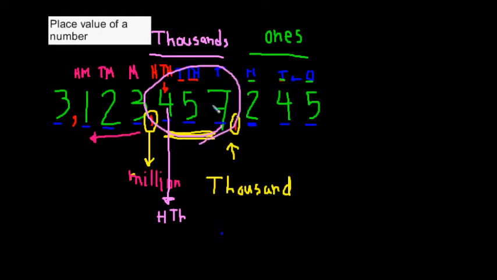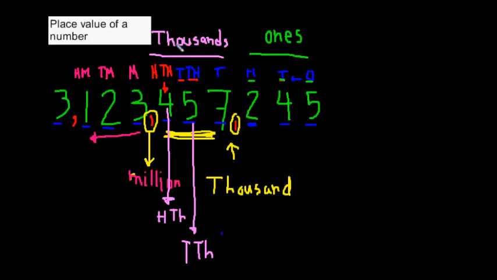In 457, 5 is in tens, but in this case it is in 10,000. T means tens, and TH means thousand. And 7 is in ones. No, it's not in ones. It's in the place value 1,000.